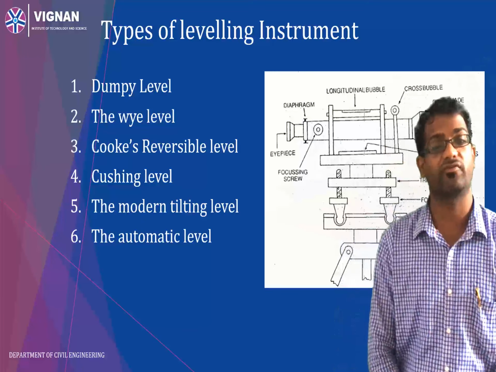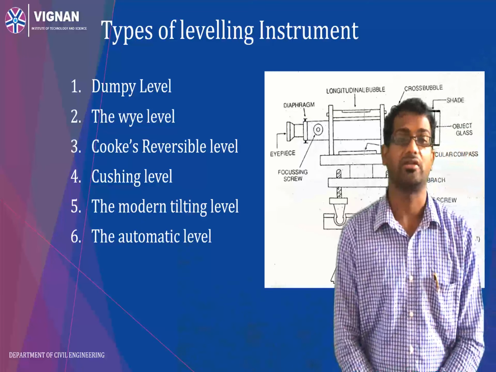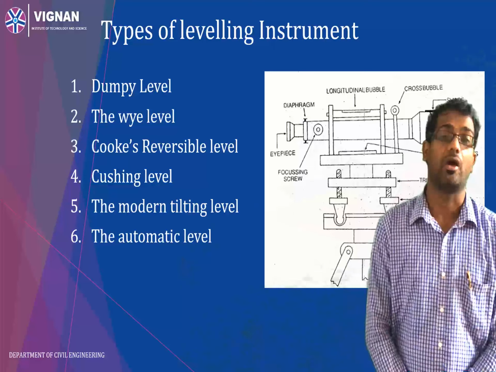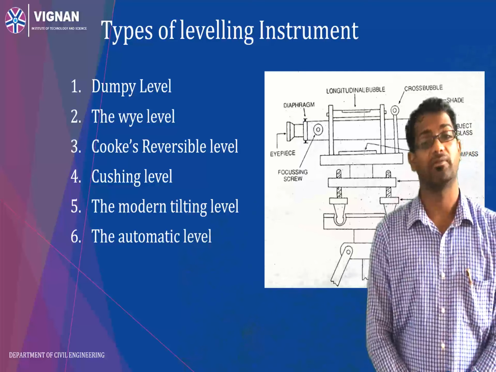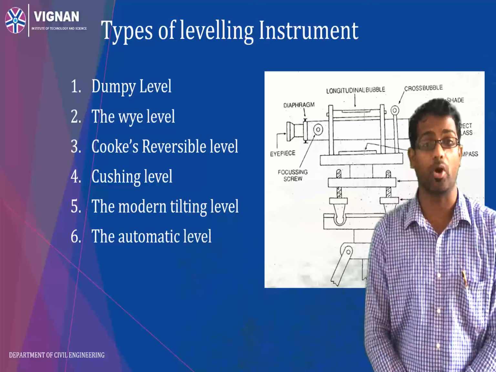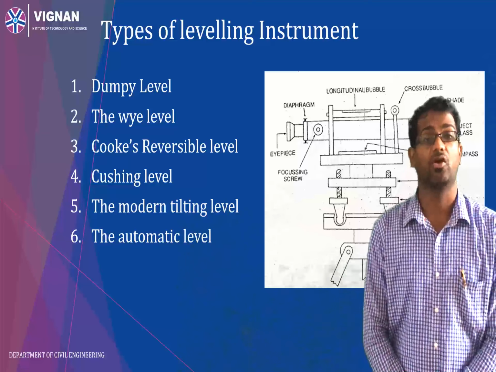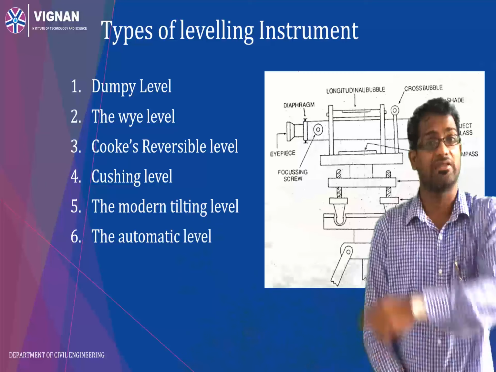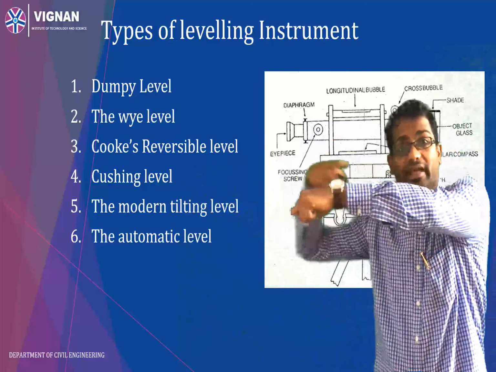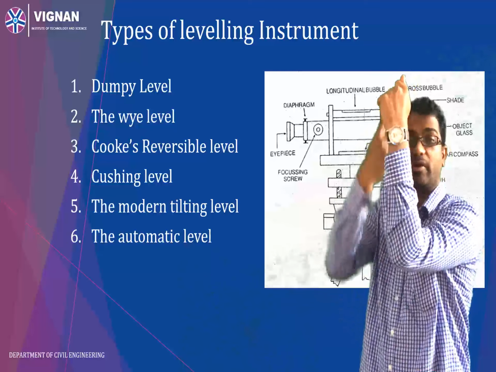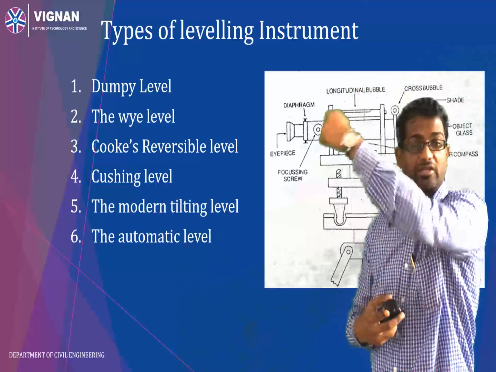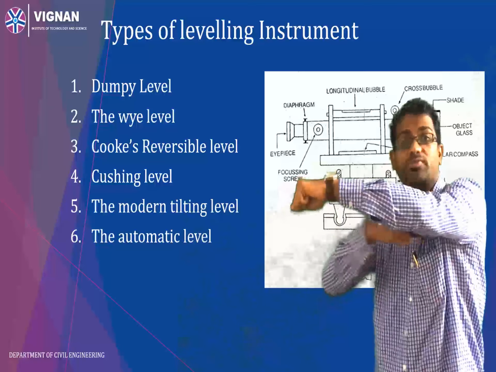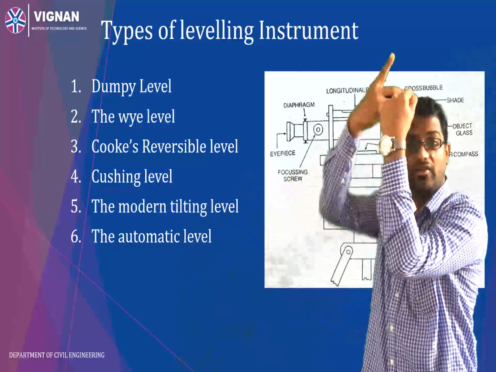There are 6 types of leveling instruments which I have shown there: dumpy level, Y level, Cook's reversible level, Cushing level, modern tilting level, and automatic level. These instruments are based upon the flexibility of the telescope rotation. We have 2 axes. One is the longitudinal axis, which runs along the telescope, and the vertical axis, which is perpendicular to the telescope. If the telescope is in this direction, then the longitudinal axis is along the telescope center to center. Then the vertical axis is the gravity line.